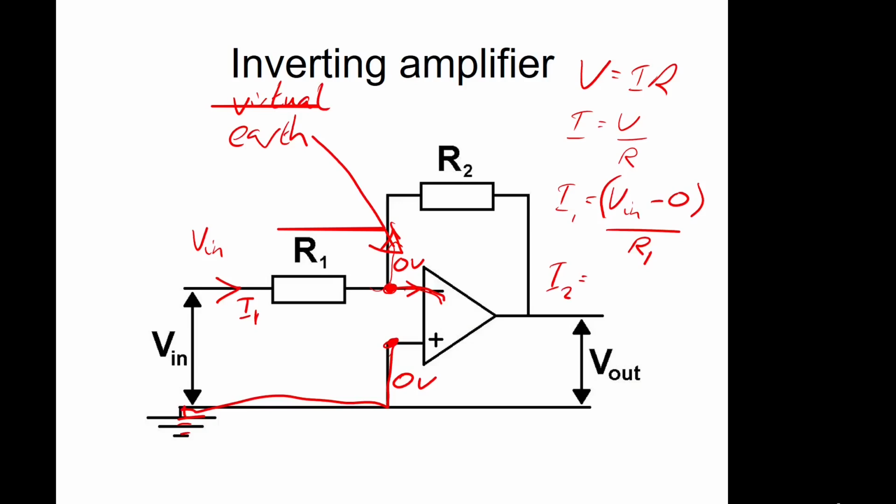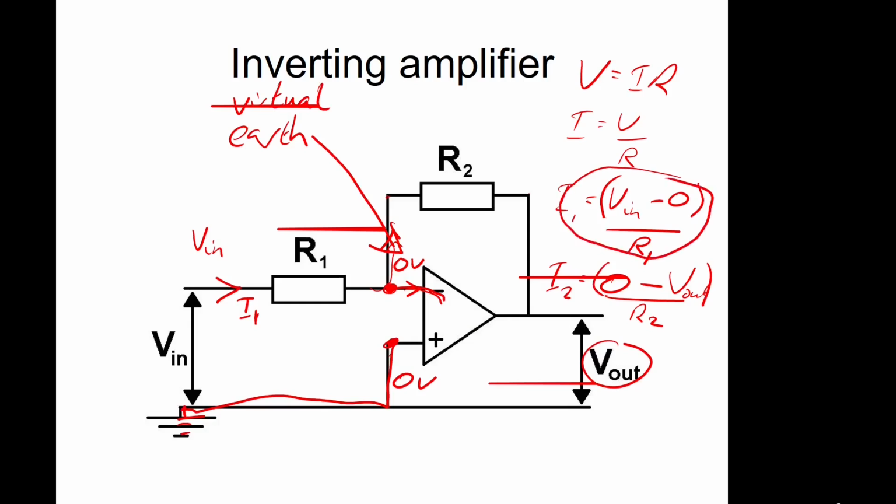And then again this current is the voltage drop across here. So this is 0 volts, the output is V out, so 0 minus V out, over the resistance R2. So we've got I1 equal to this value, I2 equal to that value, and because we know no current goes into the op-amp, all this current I1 goes along here, so I1 equals I2. So we have V in minus 0 over R1 equals 0 minus V out over R2.